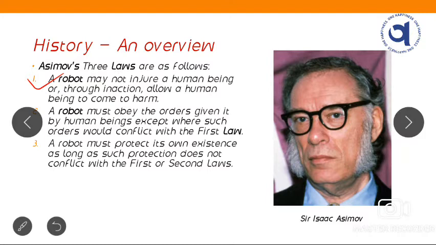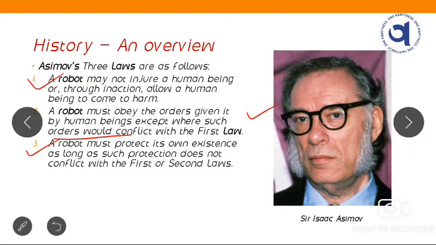Okay, the second law is that a robot must obey orders given by human beings. Okay, so a robot must follow human instructions, but there is an exception: the order should not conflict with the first law. So if the order given by the human is to kill another person, then they cannot obey that instruction. Okay, so they cannot kill a human being. And third, a robot must protect its own existence as long as such protection does not conflict with the first law or second law.